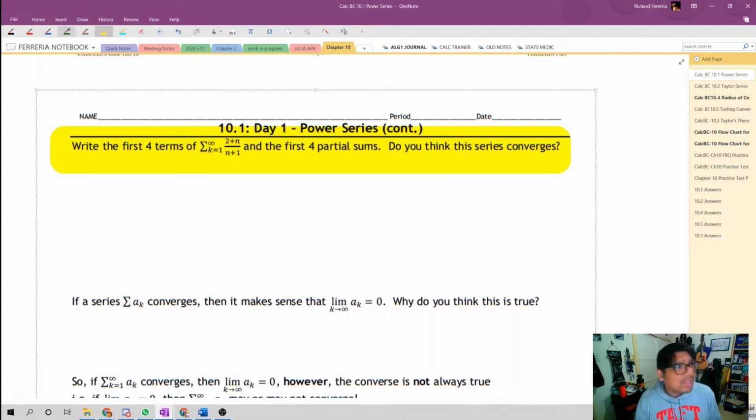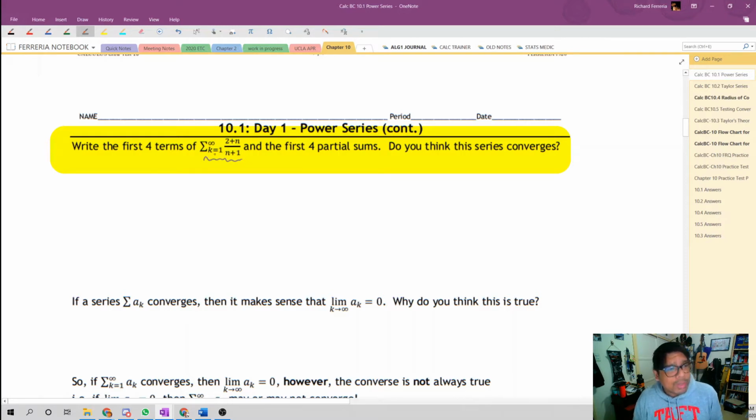Okay, we can think of the series kind of like function notation. So we're going to substitute 1, and the first term is going to be, if I substitute a 1, I get (2 plus 1) over (1 plus 1). That's 3 halves. The first sum then is just 3 halves. Now the second term, we substitute a 2 into this general formula, and we'll get (2 plus 2) over (2 plus 1). So that's 4/3.